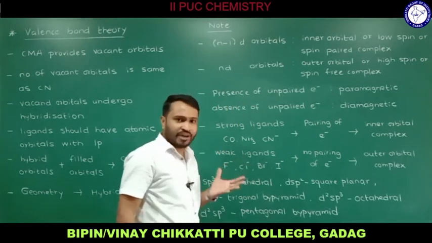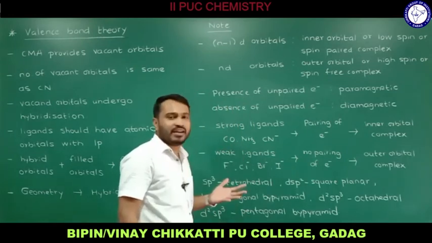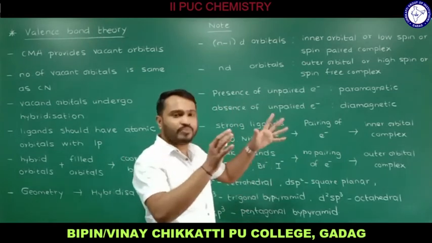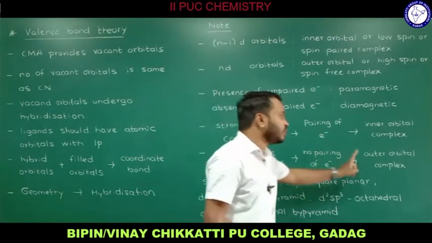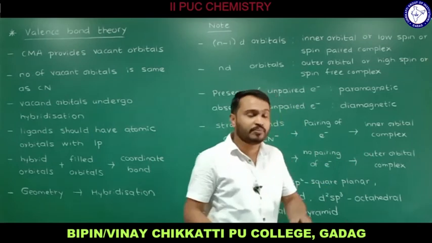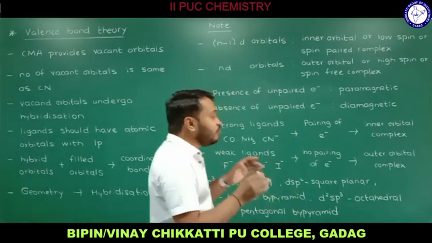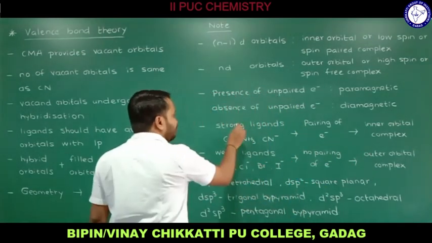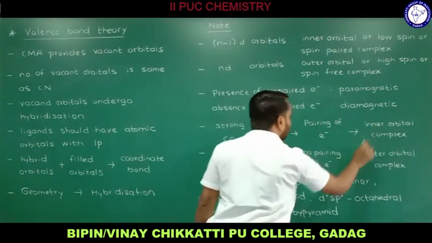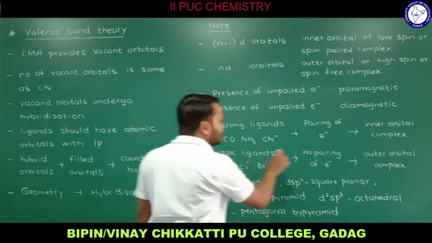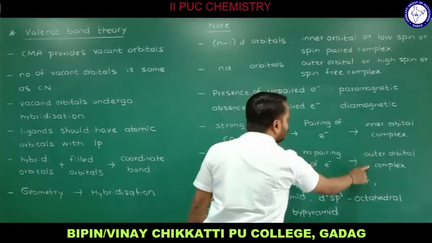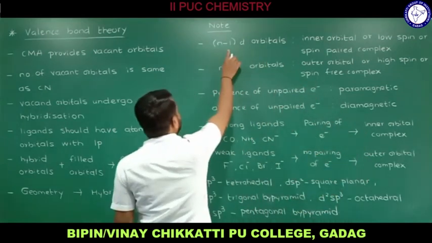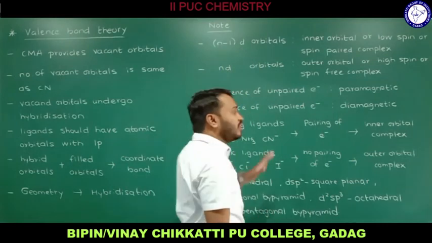Exactly opposite is the case with weak ligands. As the name indicates, they are not going to pair up the electrons, so it follows Hund's rule. In that case, the complex we get is an outer orbital complex. That part is very important while predicting the examples. If we have strong ligands, we get an inner orbital complex; if we have weak ligands, we get an outer orbital complex. Inner orbital and outer orbital complexes use (n-1)d and nd atomic orbitals respectively.